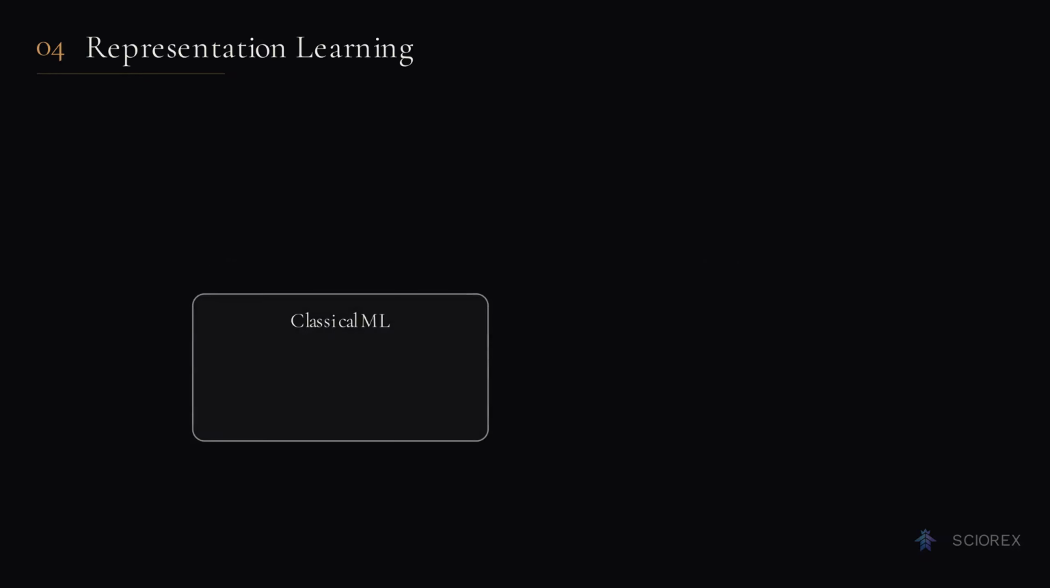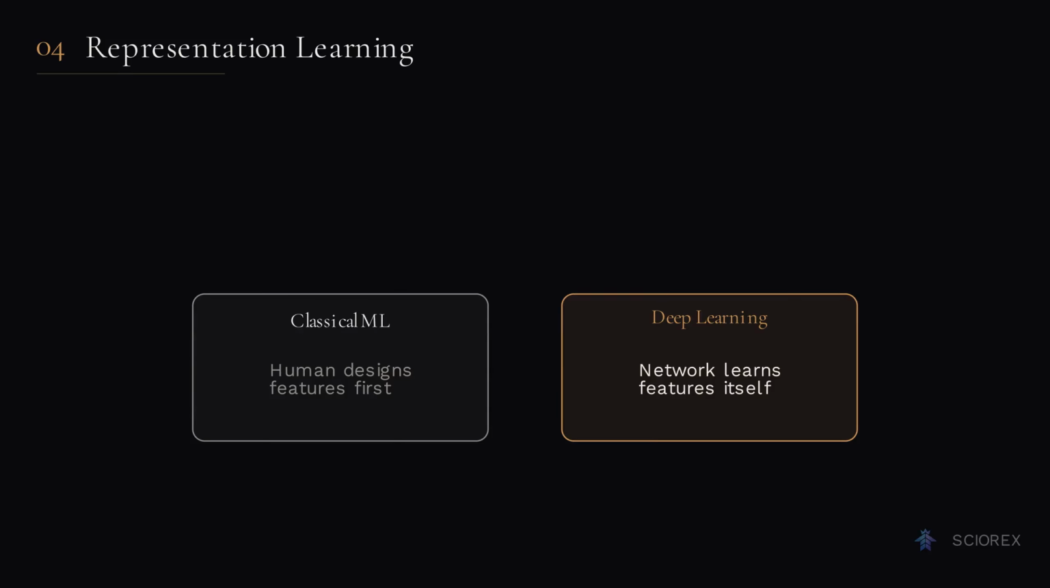This is the defining idea that separates deep learning from classical machine learning. In classical ML, a human designs the features. You decide that pixel intensities, edge counts, or histograms are the right inputs. In deep learning, the network learns the features. And often, the features it discovers are better than anything a human would have designed.